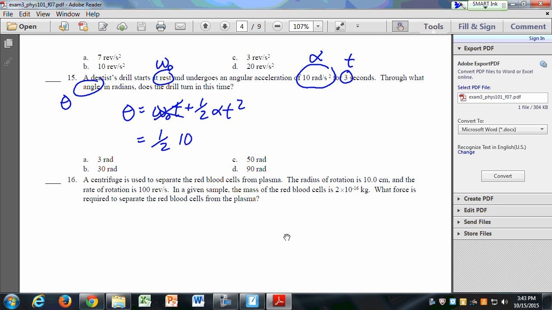1/2 of alpha, which is 10, times 3 seconds squared. 5 times 9 is 45. So C is the right answer. Rounding off to 1/6.